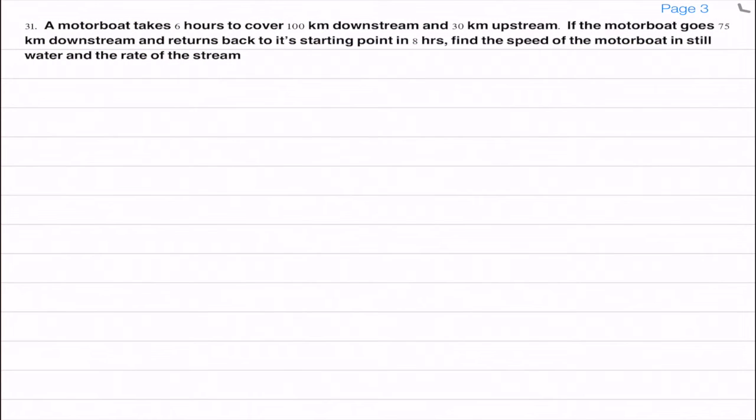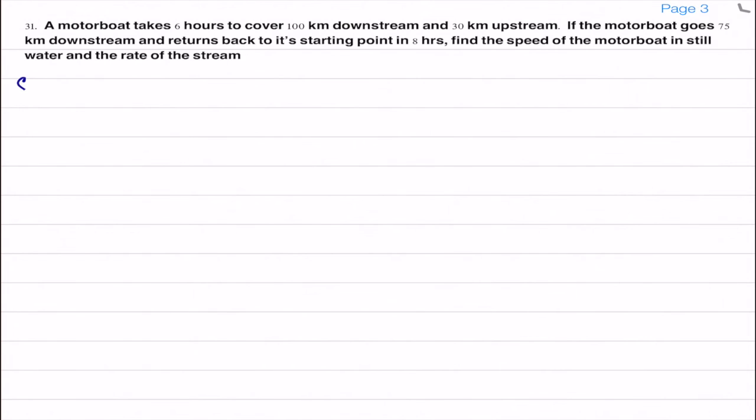Yes, students. Whatever you have observed in the video, I will just explain it once more. In the downstream, the speed of the boat as well as the speed of the stream will be added. If the river is coming down and the boat is going upward, the speed will decrease.